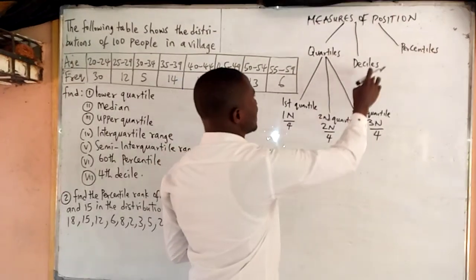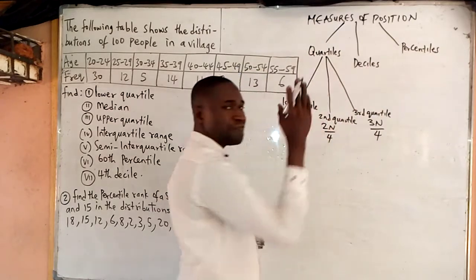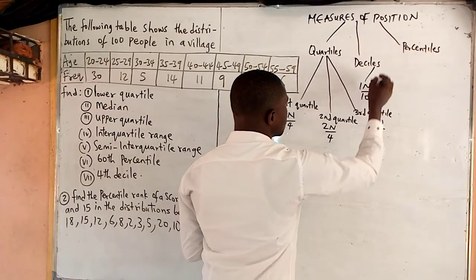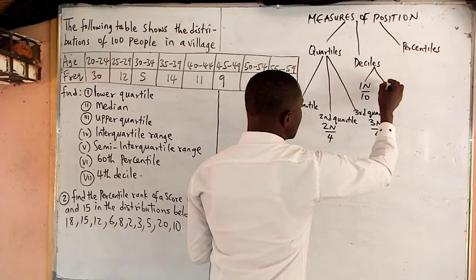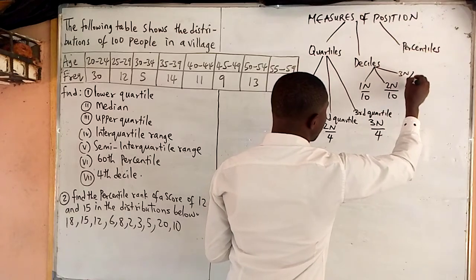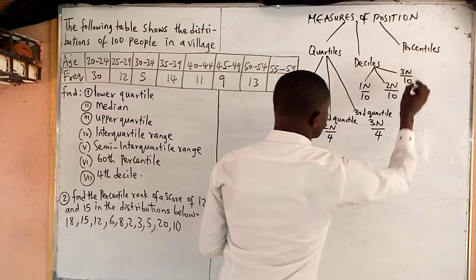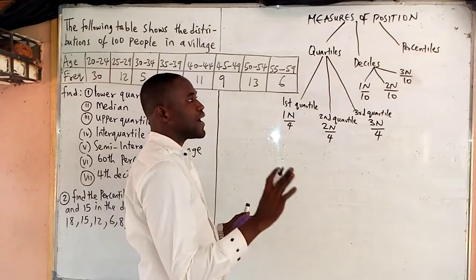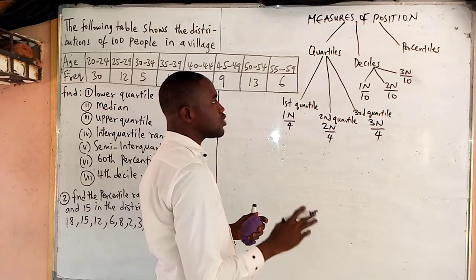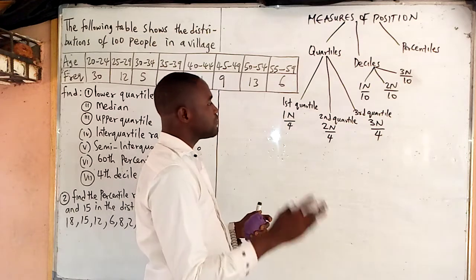Then what of decile? Decile means divide the total frequency by 10. So we have first decile to be 1n over 10. We have second decile to be 2n over 10. We have third decile to be 3n over 10, and so on. So whenever you are dividing the total frequency by 10, you are getting deciles. First decile 1n over 10, second decile 2n over 10, third decile 3n over 10, fourth 4n over 10, 100th decile 100n over 10 to infinity.